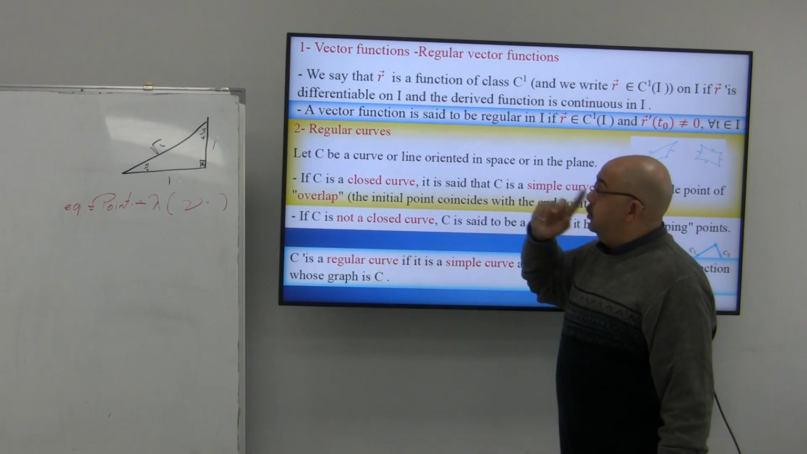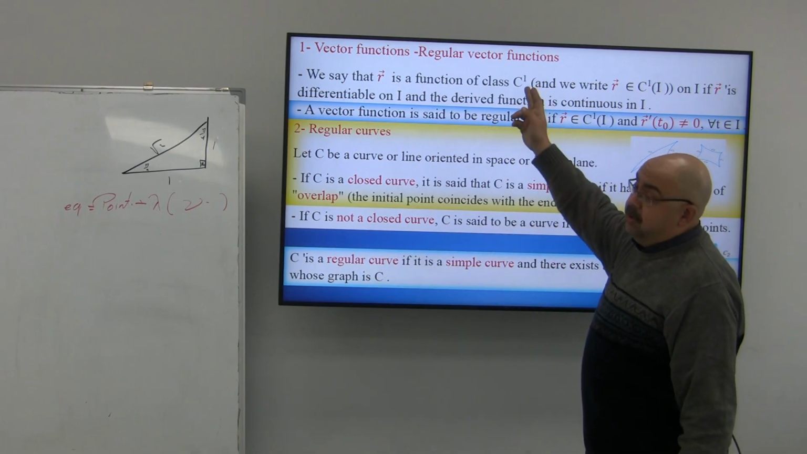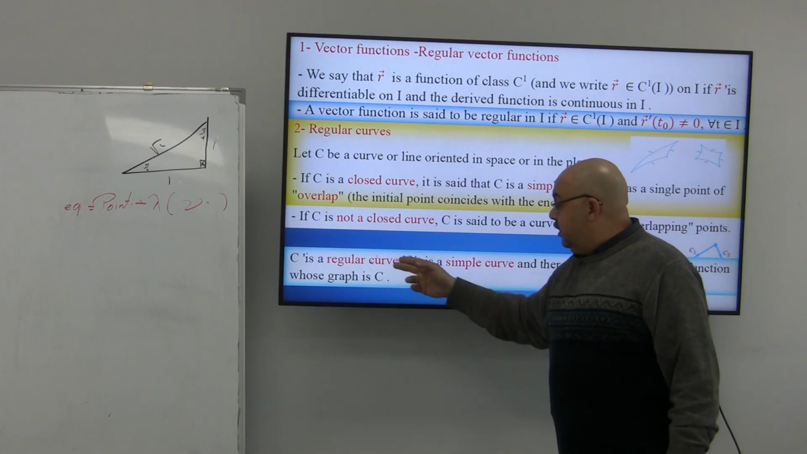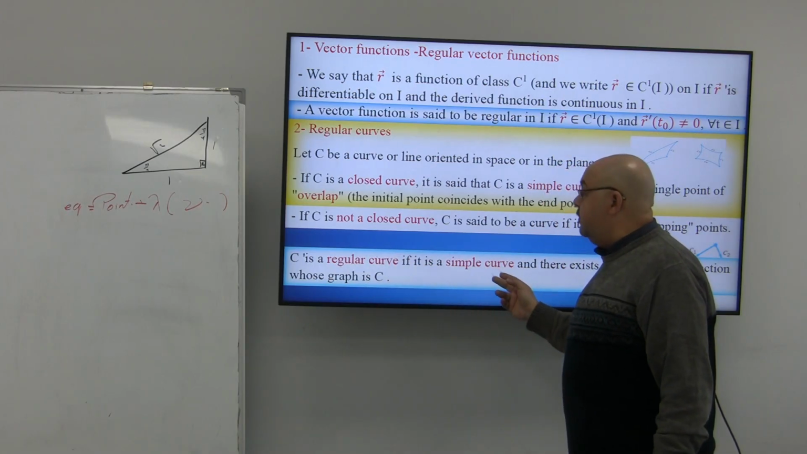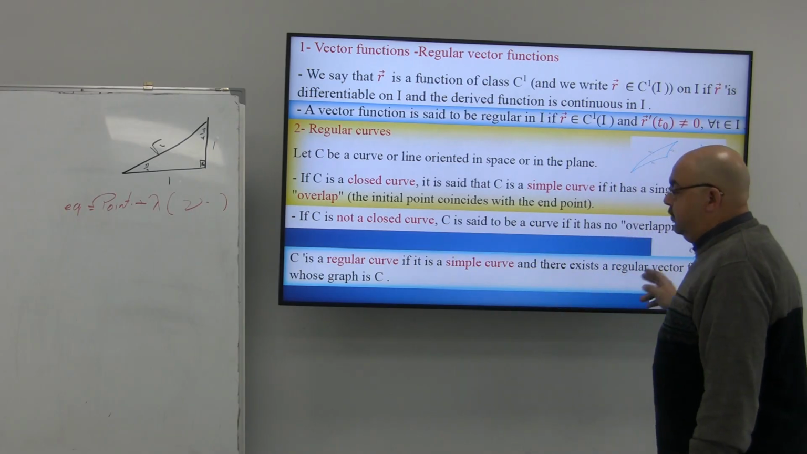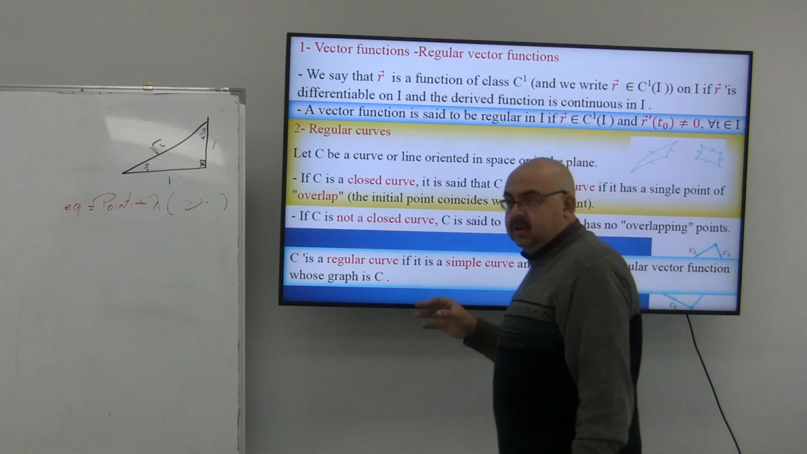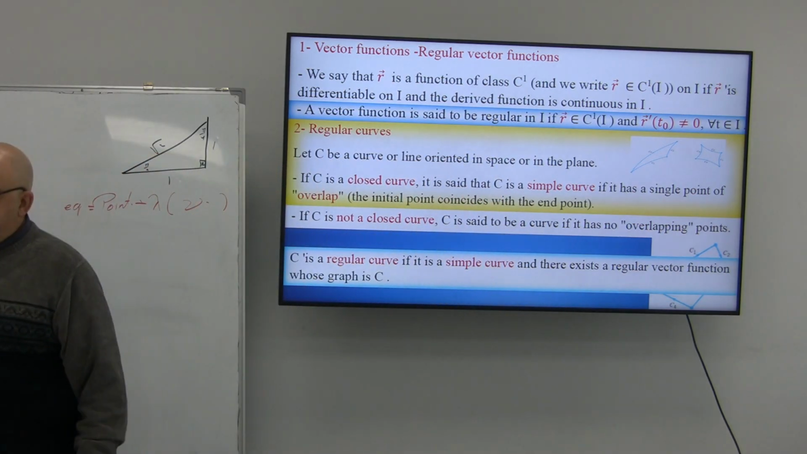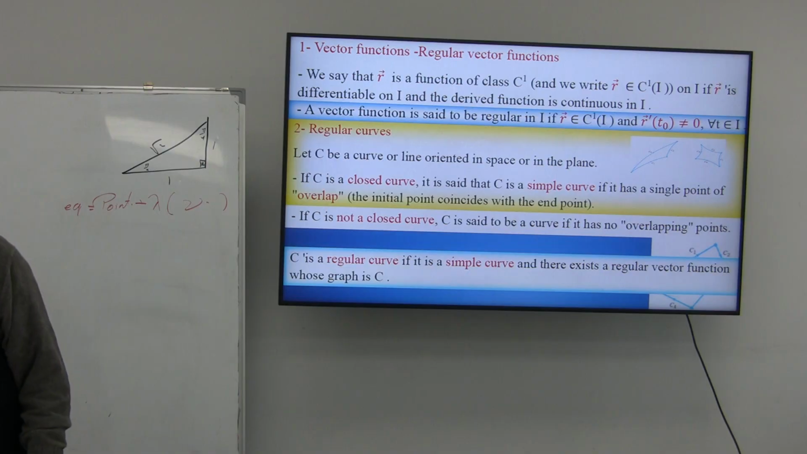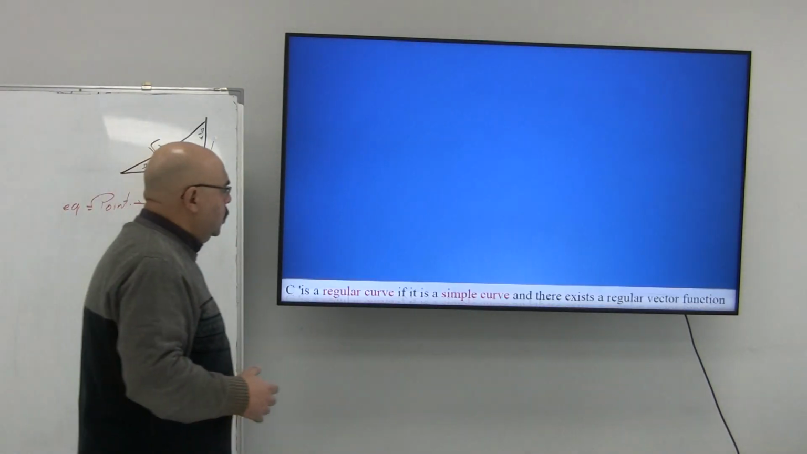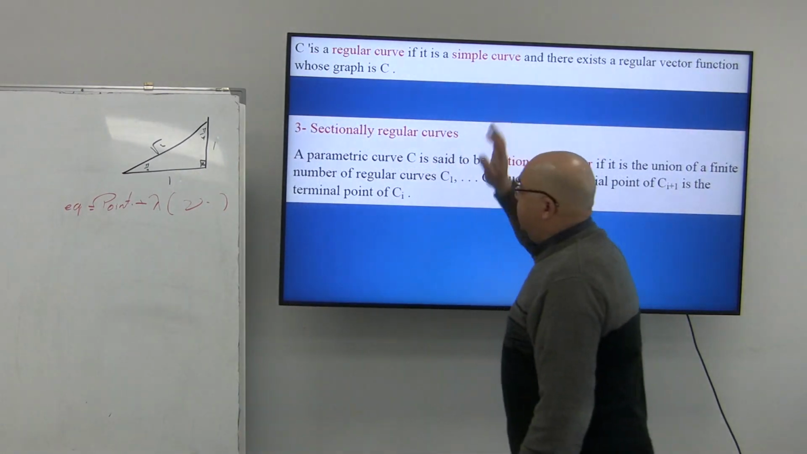We remark that we have regular vector functions as a definition, and we have a regular curve. A regular curve is a simple curve, which means it's closed, and there exists a regular vector function whose graph is C. So what we mean is that it has a regular function and it is a closed one, like an ellipse, like a circle, something like this. Okay, perfect. This is the exact definition.